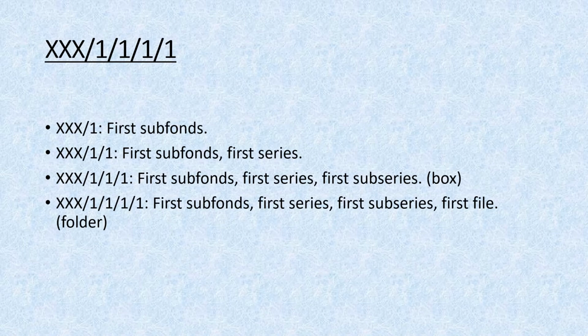So just to make this point and hopefully make this topic a lot clearer, this is an example of a random set of shelf marks. So the random collection is XX1. So XX1 would be the first subfonds, XX11 would be the first subfonds, first series, XX111 would be first subfonds, first series, first subseries, and that might be the box. And then XX1111 would be the first subfonds, first series, first subseries, and the first file, which in this case might be a folder within that box.